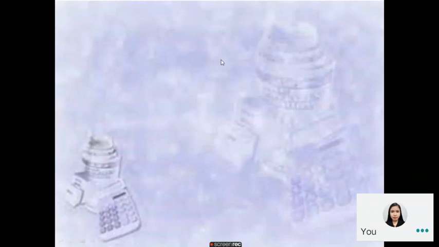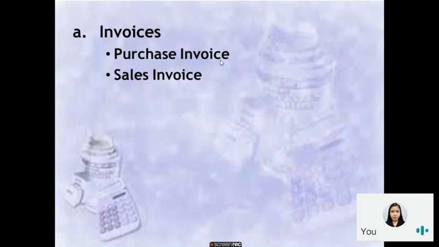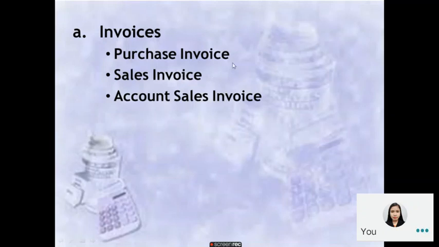So here are several examples of the source documents. First, we have the invoices. The invoices can be a purchase invoice, sales invoice, or the account sales invoice. Alam ko particular na kayo dito. For example, if you buy something, either a purchase or sales invoice you receive. But if you purchase it on account, you will receive an account sales invoice.